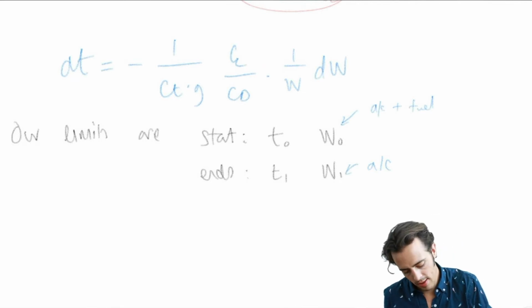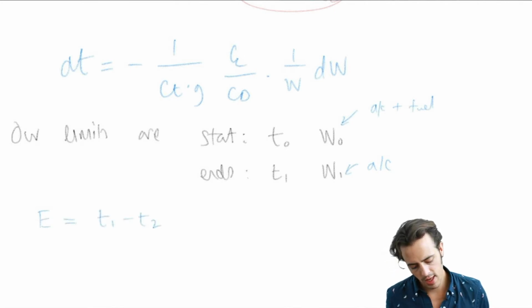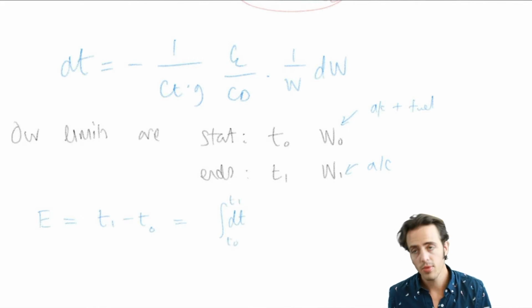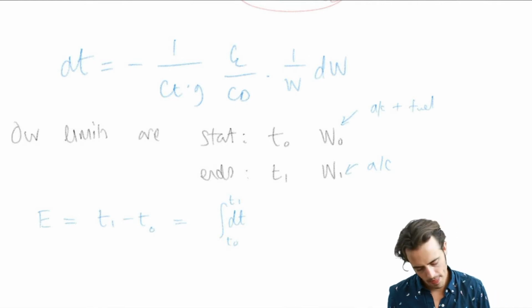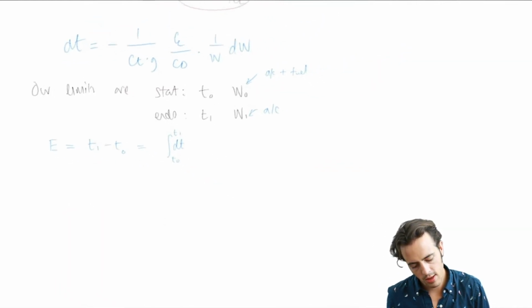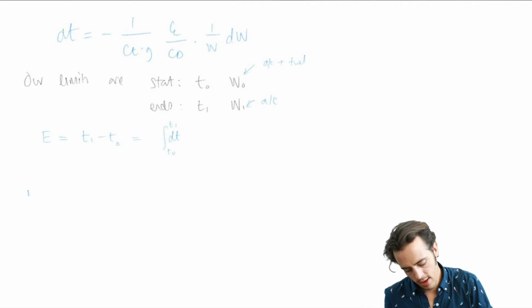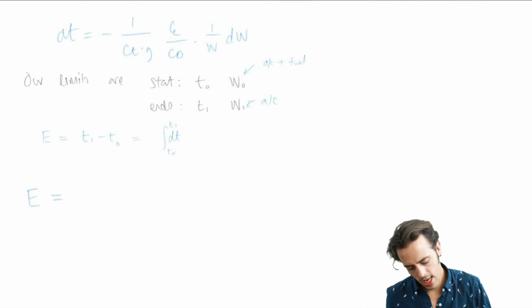So with that in mind, we can say that the endurance is equal to T1 minus T0, which is just going to be equal to the integral of dt. So we know that the left-hand side of this equation just yields the endurance. So if we take our equation and we integrate the right-hand side as well, we've got E minus 1 over CTG. I'm just taking all of these constants out of the integral.